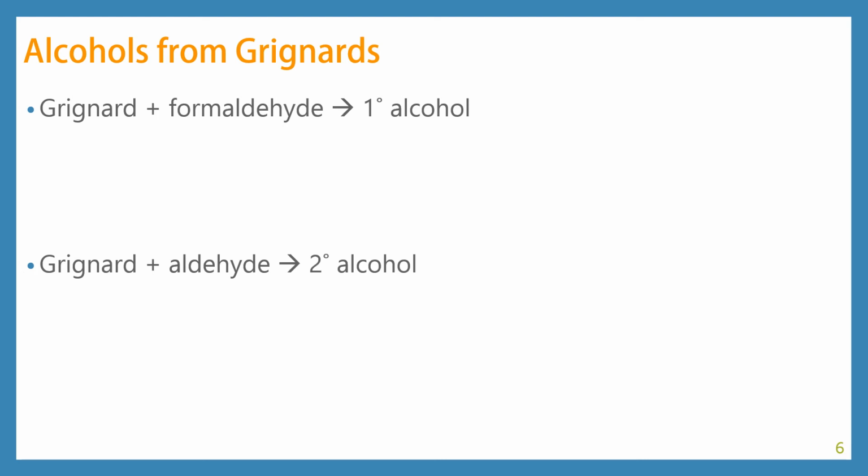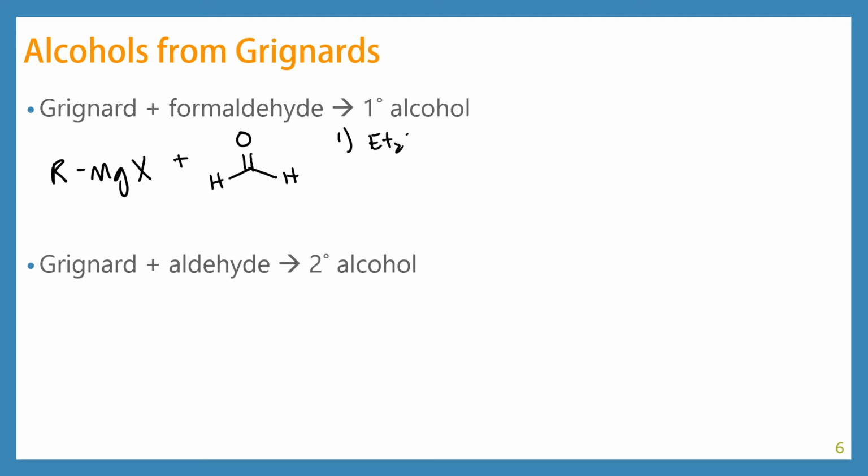So if we react a Grignard with formaldehyde, I'm just going to draw out a generic Grignard. And remember, formaldehyde is the smallest aldehyde. It's a 1-carbon aldehyde. If the Grignard attacks this and then we protonate it, what is this going to look like?